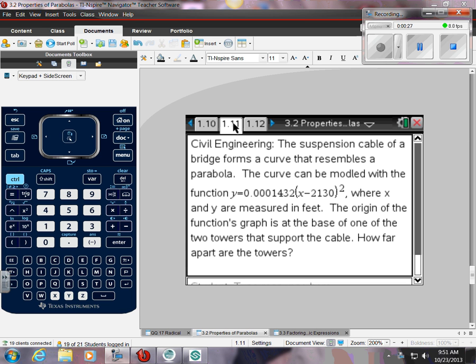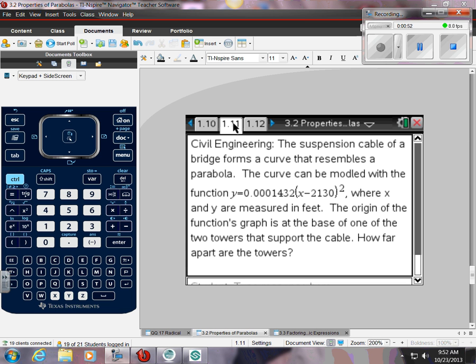2,130 squared, okay? What form's that in, guys? It's vertex form, right? Okay, good. So that's in vertex form. So this is going to make it easier for us to do. Where x and y are measured in feet. The origin of the function's graph is at the base of one of the two towers. Origin, what's the origin? 0, 0, the point 0, 0.